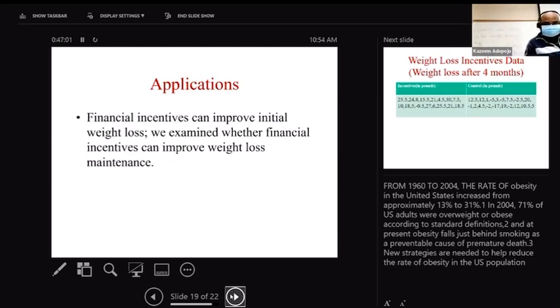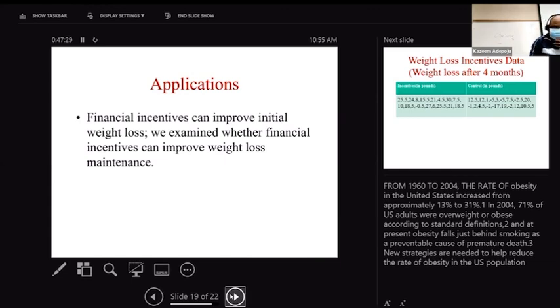For instance, I think there was a time when the obesity rate in the US and Canada was at alarming rates. Let me write that down. Obesity. Okay. Obesity was an issue in the United States and Canada.